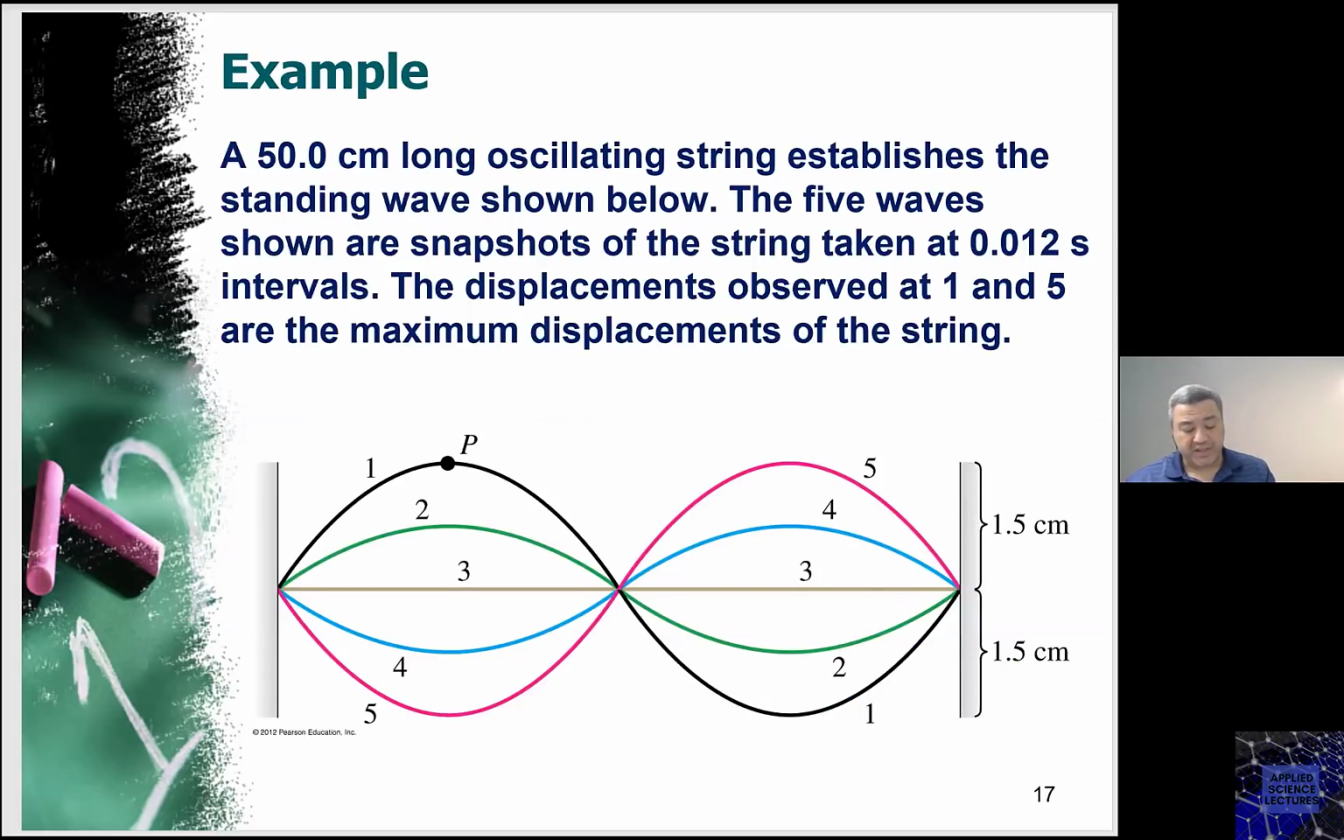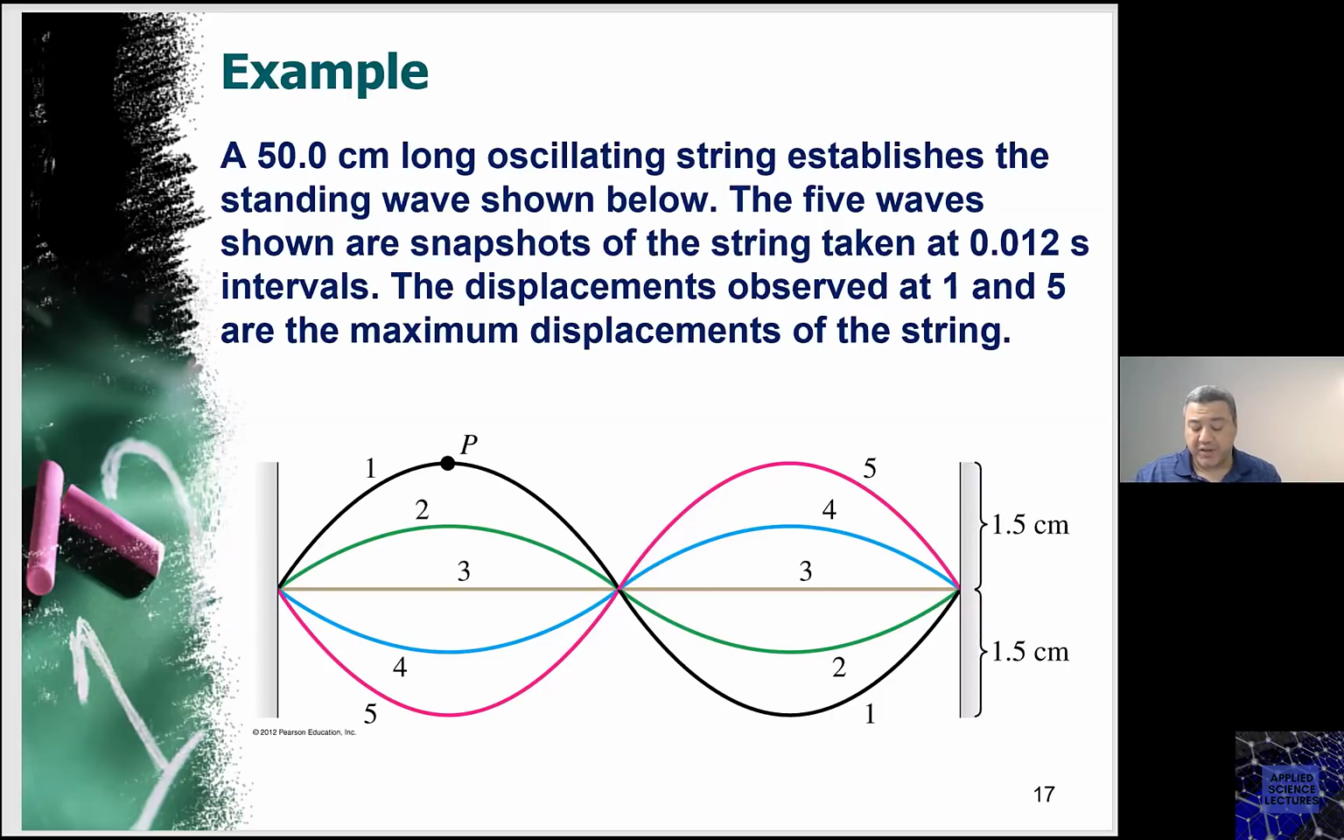Now let's look at this example. Here things would be a bit clearer. We have a 50 centimeter long oscillating string that establishes the standing wave shown below. The 5 waves shown are snapshots of the string taken at 0.012 seconds intervals. The displacements observed at 1 and 5 are the maximum displacement of the string.